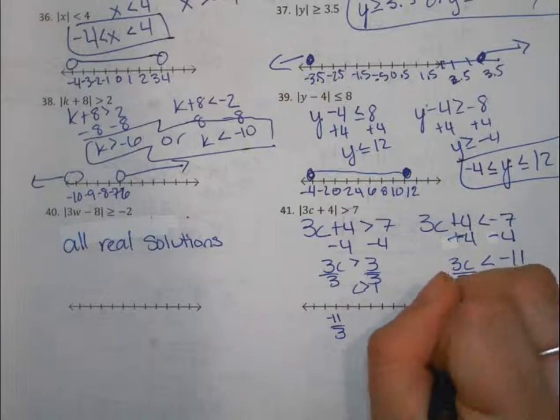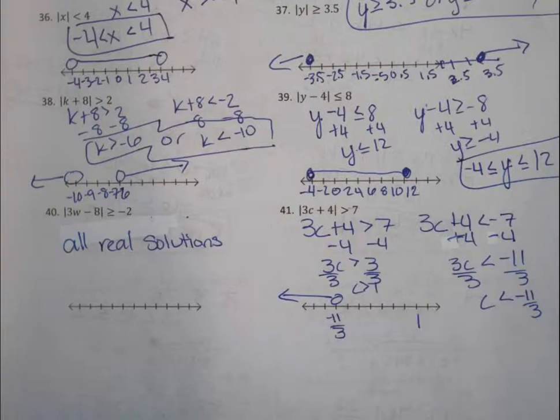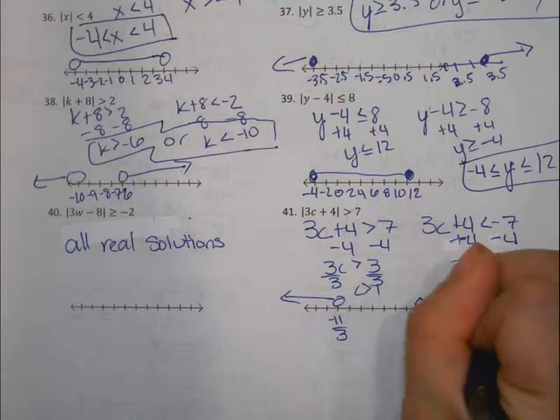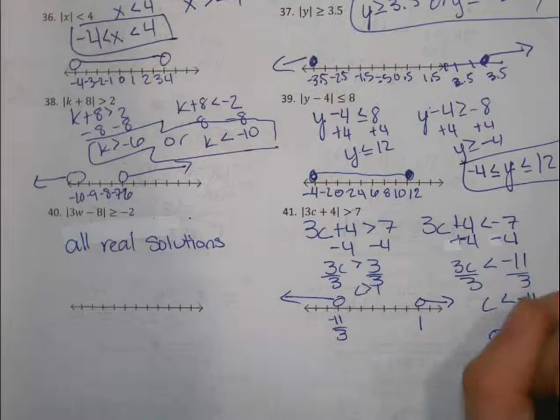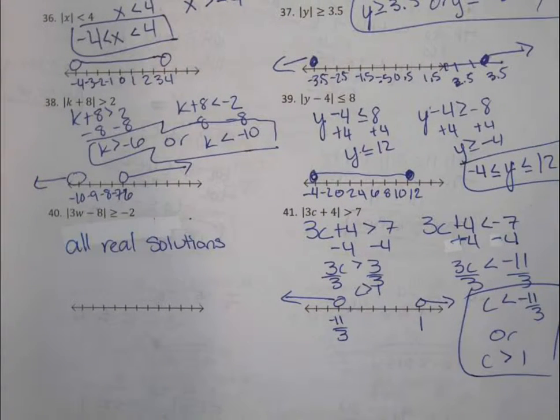I'm just going to put this here. Less than negative 11 thirds goes here. Greater than 1 goes here. So I'm just going to write this because I did not make myself enough room. C is less than negative 11 thirds, or C is greater than 1. And that is it for this.